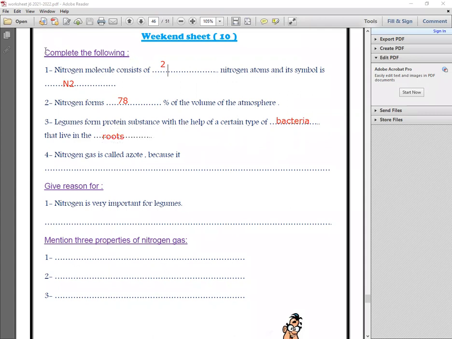Number 4, nitrogen gas is called azote because what? Nitrogen gas is called azote because it doesn't help in burning.